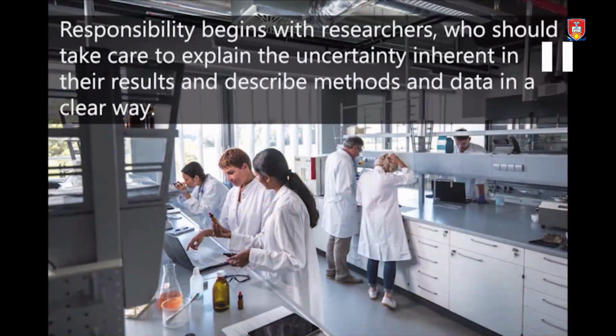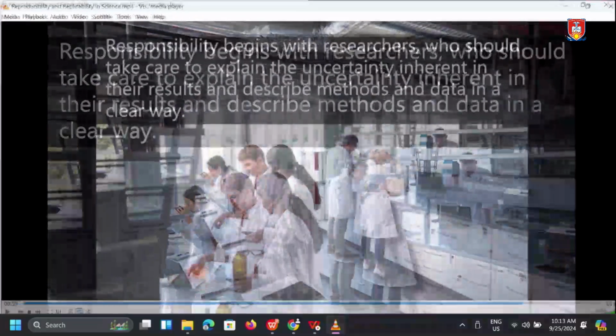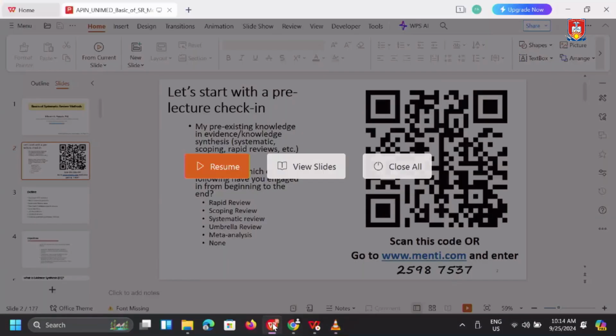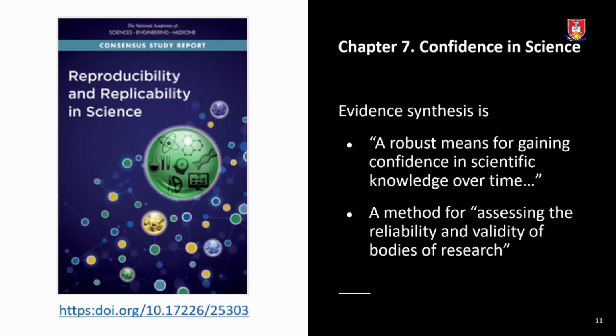whatever we are doing. It says the responsibility begins with every researcher, who should take care to explain the uncertainty inherent in their study and describe the methods and data in a clear way. So that's what the report says, to let us know that evidence synthesis, replicability and reproducibility is a very important thing in science, and evidence synthesis sits at the top of that.